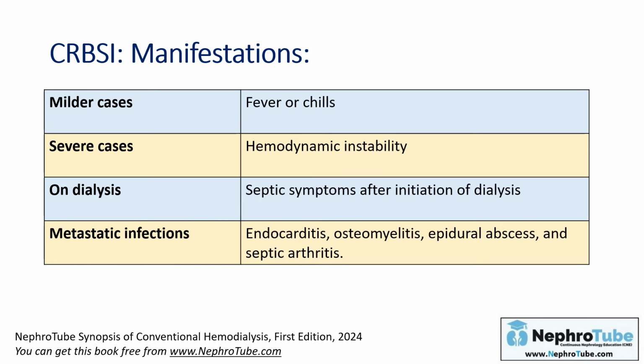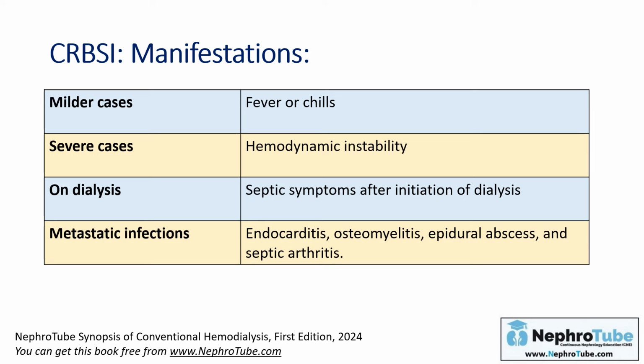There may be metastatic infections, and this is a very important point to keep in mind. Metastatic infections such as endocarditis, osteomyelitis, epidural abscess, and septic arthritis. This is important because these metastatic infections may not be immediately apparent at the onset of CRBSI diagnosis. They can first manifest clinically within weeks or months after the initial bacteremia event.